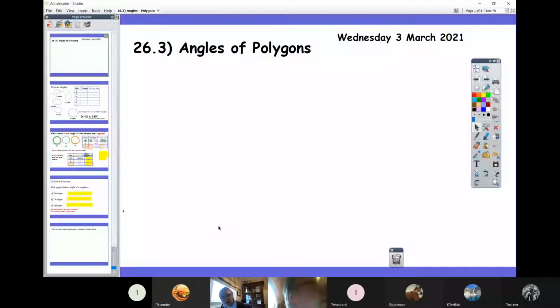So we're just going to try and remember how to work out angles inside a shape, and a polygon is just something that's got straight sides. You will have seen these slides if you've had me before, so I'm going to go through these really quickly just to remind you of the basics, to give you as much time as possible to answer the questions.